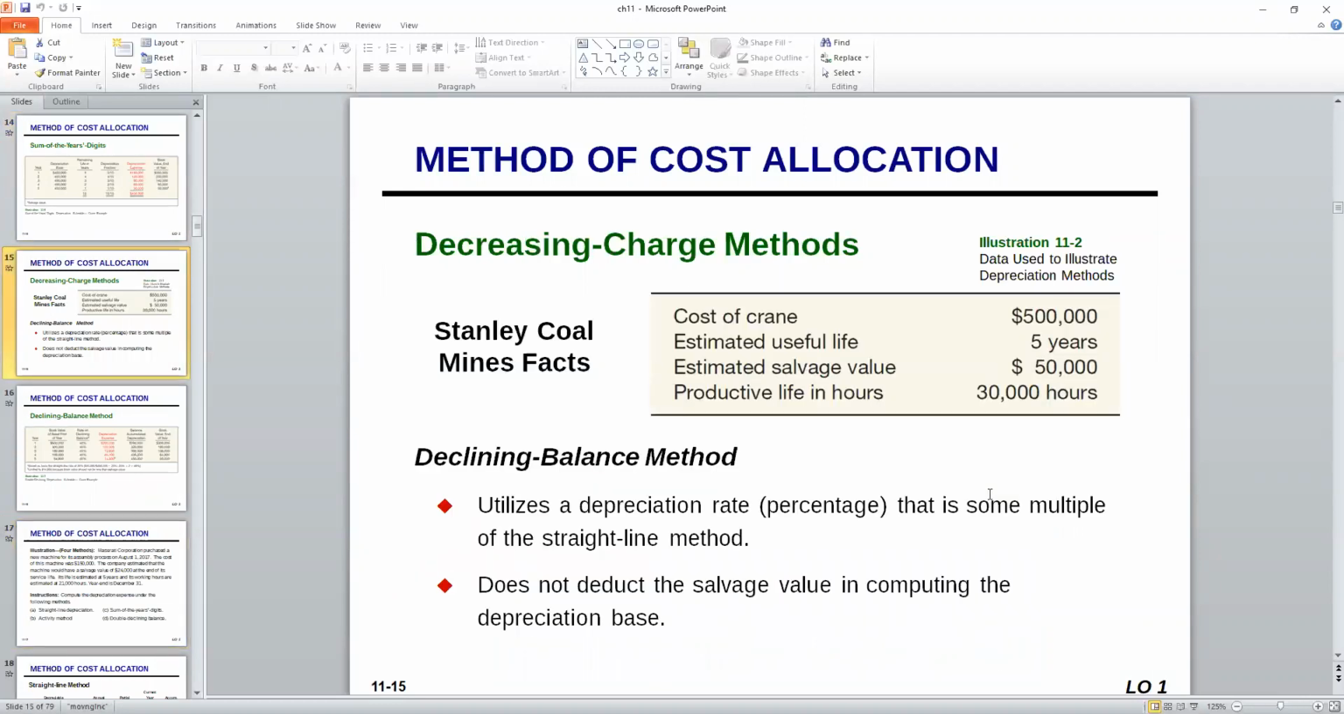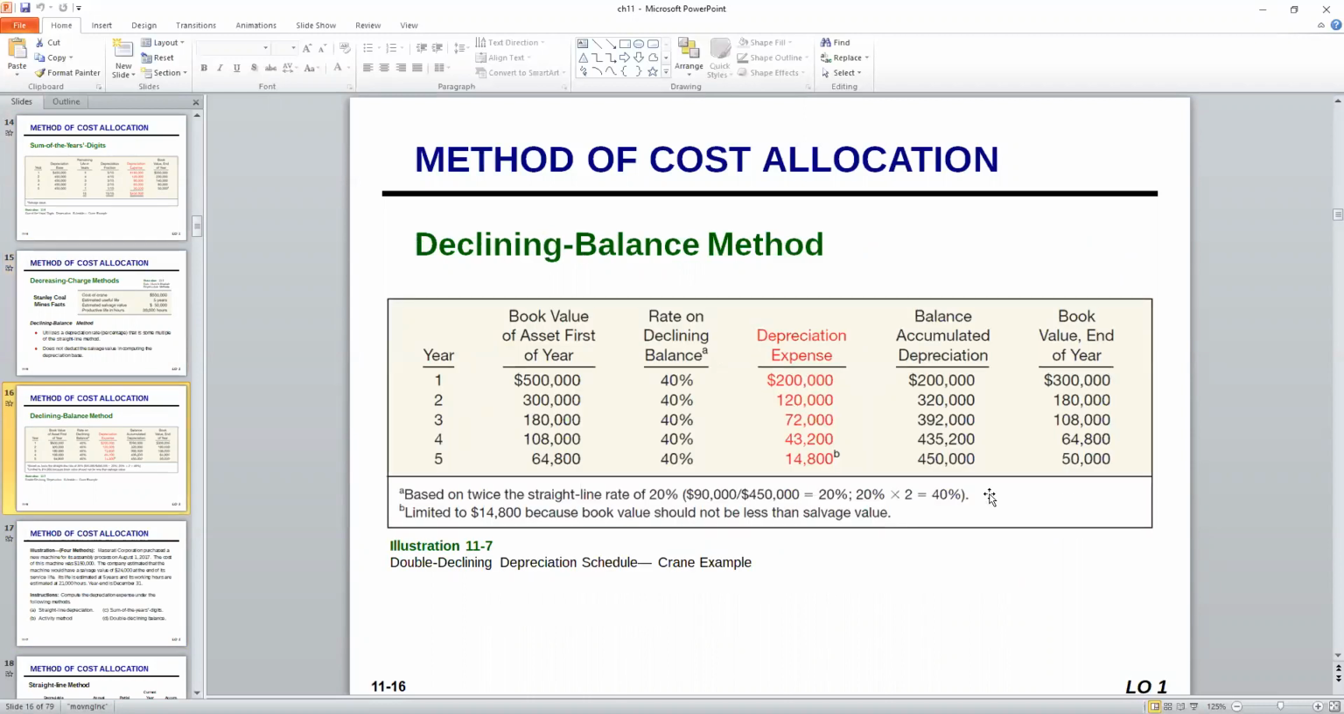Then you can have something called the declining balance method, or double declining as it's often called, where basically I'm going to take twice the straight line depreciation. So first year I'll take 40%, and then the second year I'll take 40% of the net book value, and so forth. And this is what that looks like. So that's double declining. So you can see there are a variety of different ways to do depreciation. As I mentioned, in practice, almost everybody, particularly for financial reporting, uses straight line.